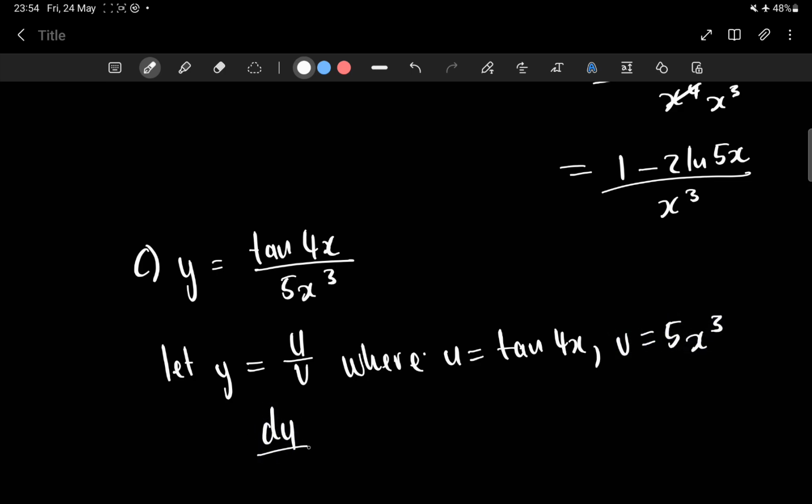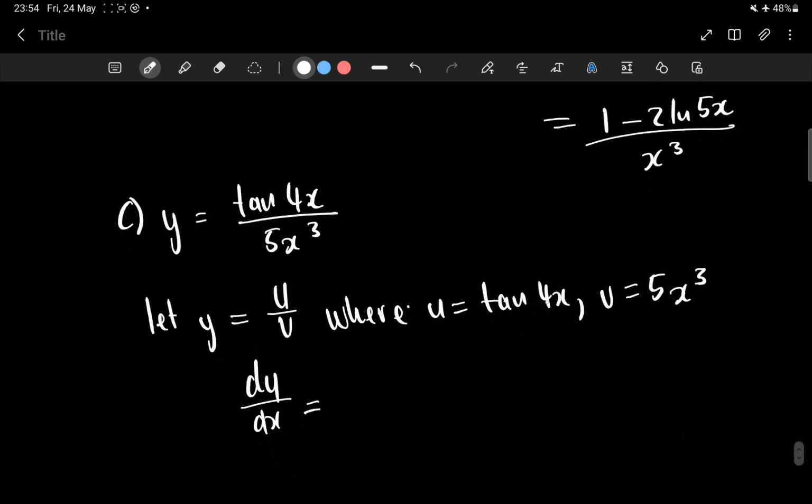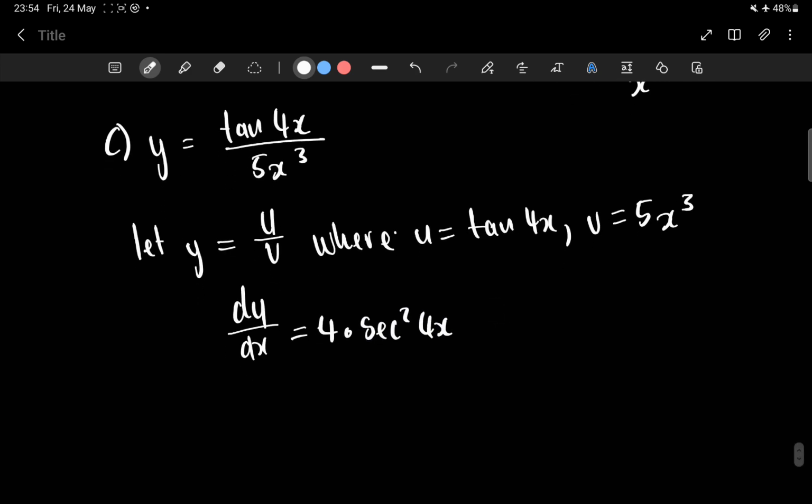So you can now get du dx, which is equal to the derivative of u. We have tan 4x, right? How do we differentiate tan 4x? We differentiate the 4x first. Derivative of 4x is 4 times the derivative of tan 4x, which is sec squared 4x. Okay, remember the derivative of tan is sec squared, right? So it'll be sec squared 4x, which is equal to 4 sec squared 4x.